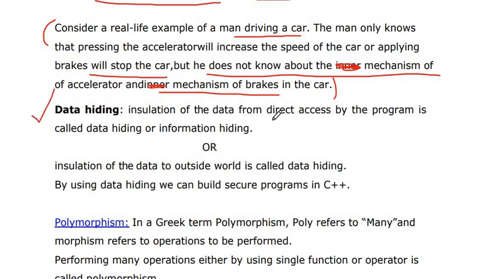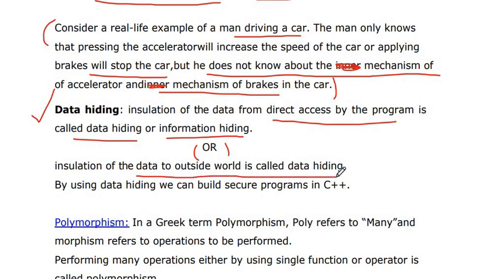Insulation of the data from the direct access by the program is called data hiding or information hiding. Data hiding is performed by a special access specifier that is called private. I will explain about private in the second unit. Now, let us see another definition. Insulation of the data to the outside world is called data hiding.